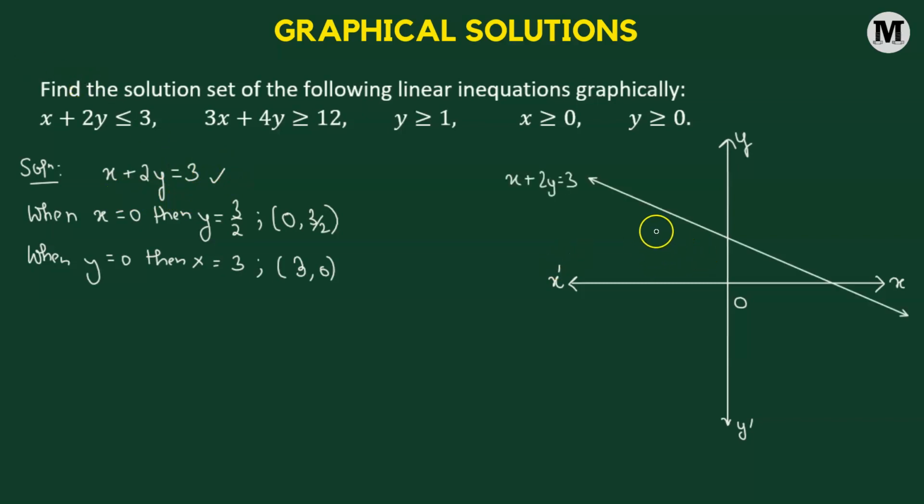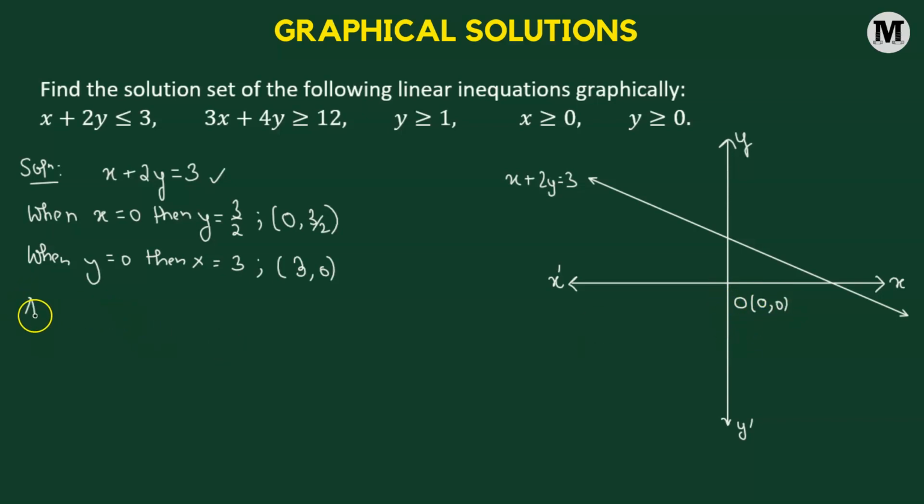Now as we can see here, the straight line x plus 2y equals 3 divides the xy plane into two regions. One region is going to be above the line and the other region will be below the line. We need to check which particular region is going to be a solution to the inequality x plus 2y less than or equal to 3. For this, we are going to choose a point on the xy plane. Let's say we're going to choose the origin O.